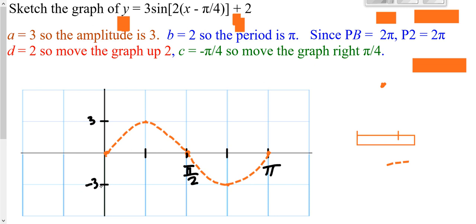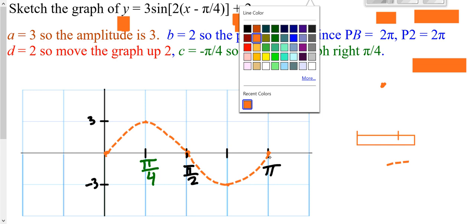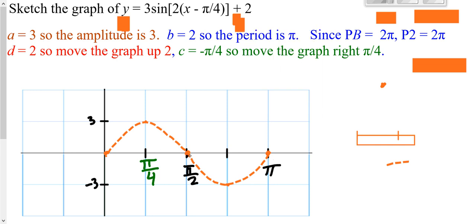We now have to come along and do our phase shift. Our phase shift is 1/4 of a pi. So here, if this is 1/2 a pi, this would be 1/4 of a pi. So I need to go ahead and move this orange graph, all my key points, and once again, my key points are where I cross my axes, my maximum, and my minimum. I've got to move all these points 1/4 of a pi to the right.